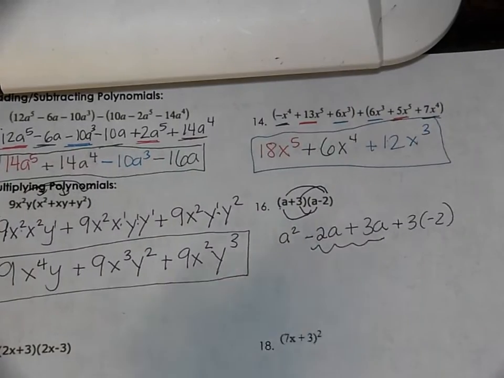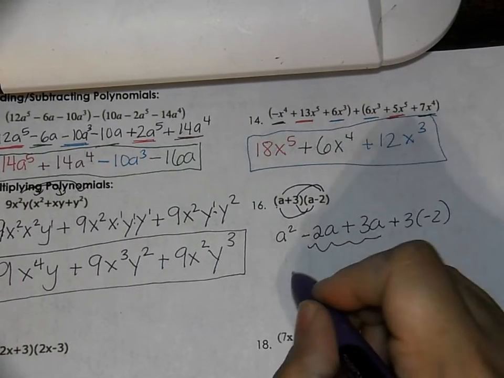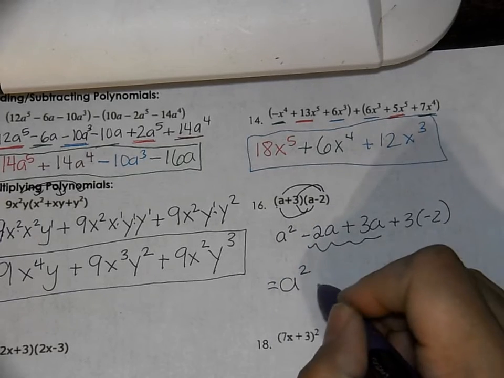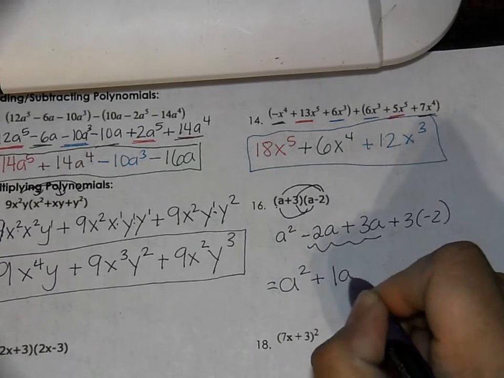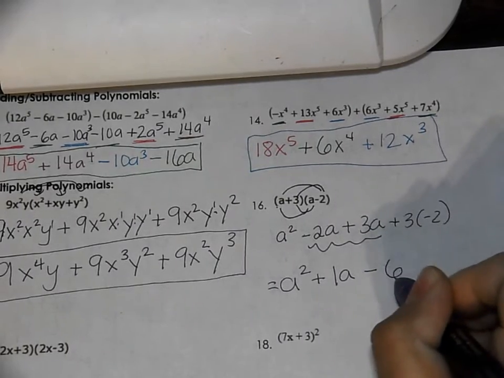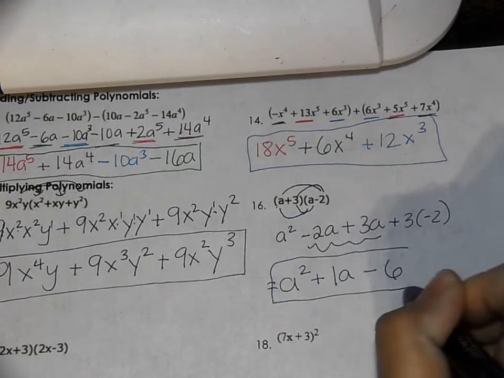And then I'm combining those two guys in the middle because they're common terms, they're both a's. So the final answer would be a squared plus 1a, or just an a, you don't have to write the 1 in, and then -6. This is the final answer.